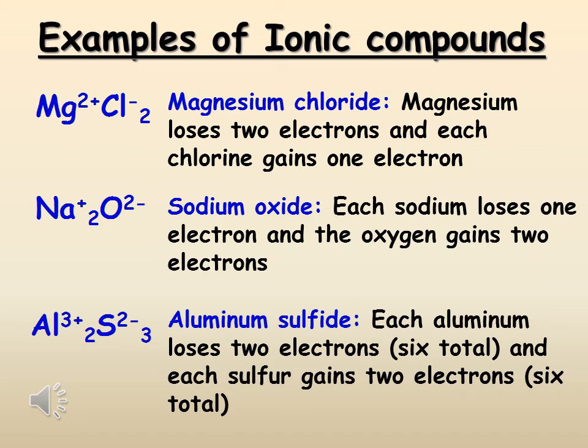When you name an ionic compound, the name of the cation stays the same. So in the case of magnesium chloride, magnesium stays magnesium. But the anion's name changes, and you always add -ide to the ending. So the result is magnesium chloride.